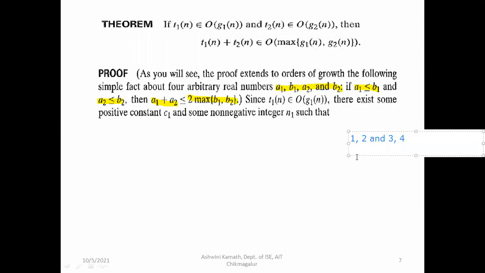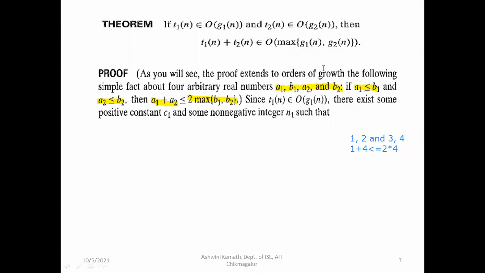Here a1 plus a2 is 1 plus 3. Okay, it is lesser than or equal to 2 into the maximum of b1 comma b2. b1 is 2 and b2 is 4. In 2 and 4, the maximum value is 4, right? So 2 into 4 is 8. On the left hand side we are getting 4, which is less than 8. So it is proved, right? The same concept we are using here also. Okay, I hope you understood the concept.